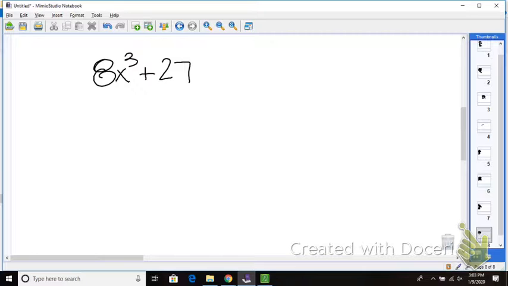I don't know what happened to my 8 there. It's got a little curly Q. I don't know what's happening. I tried to get fancy, I guess. I'm so fancy. I wrote it in cursive.